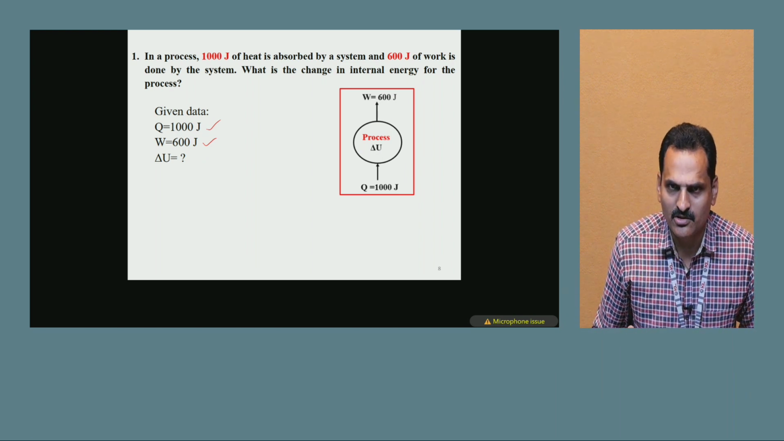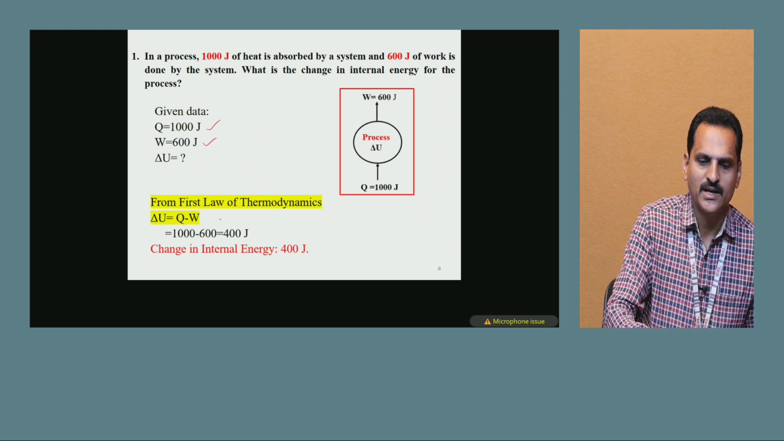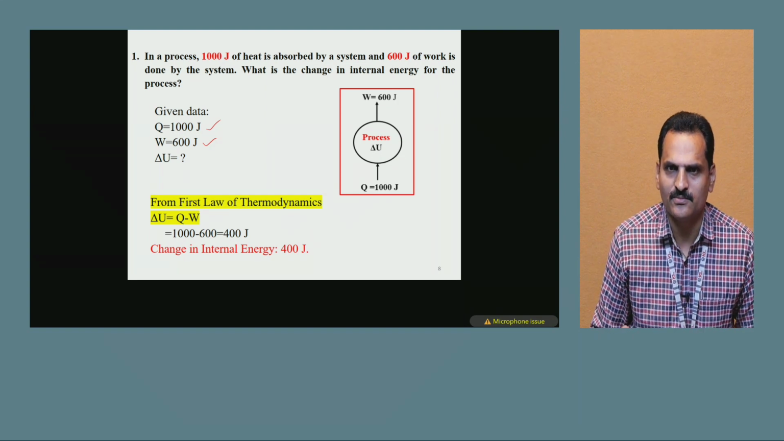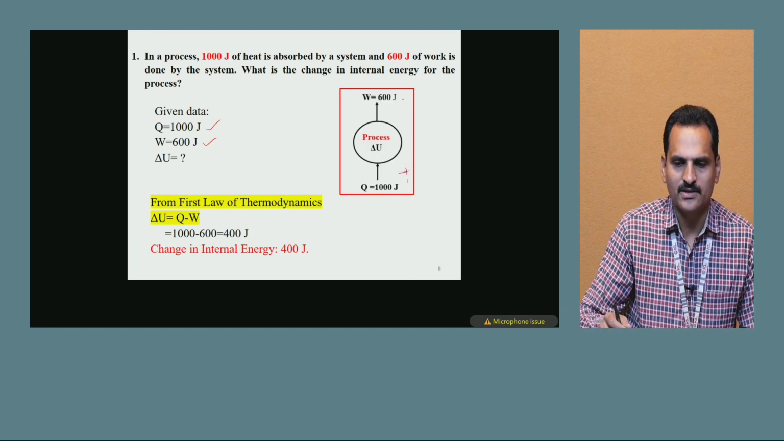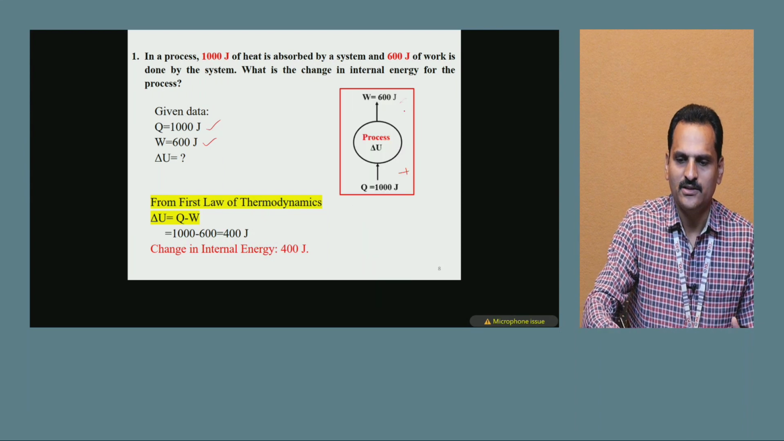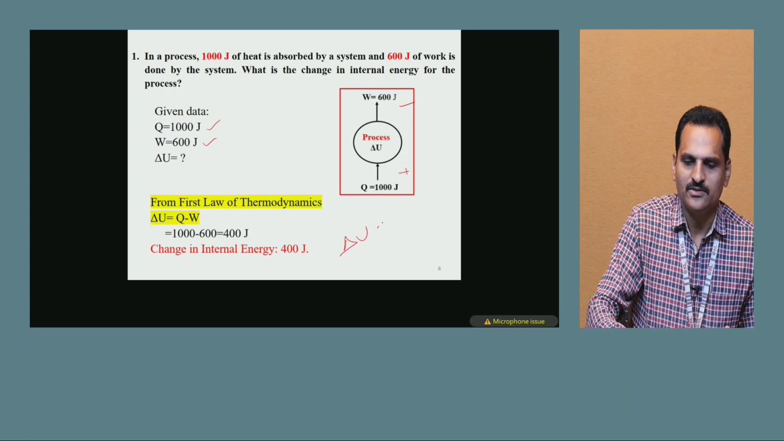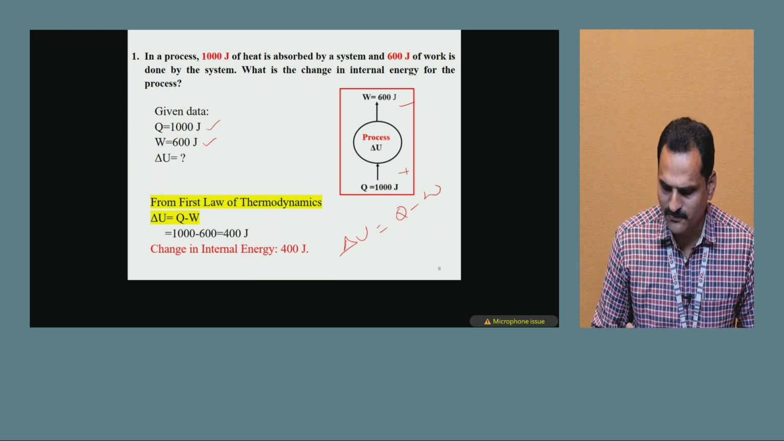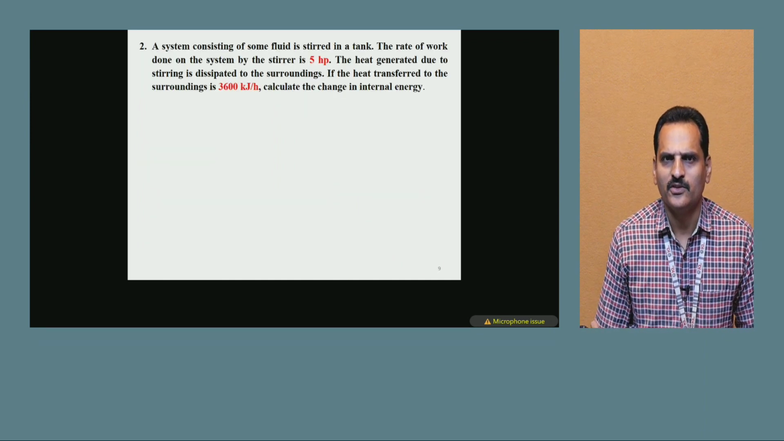From the first law of thermodynamics, we can write down delta U is equal to Q minus W. Just substitute the given values, and we can get the change in internal energy of the system. Here Q is added, that's why Q is plus. W is done by the system, that is a minus sign. That's why the change in the internal energy of the system is equal to Q minus W. Similarly, let's apply the same mathematical statement of the first law of thermodynamics for one more numerical.